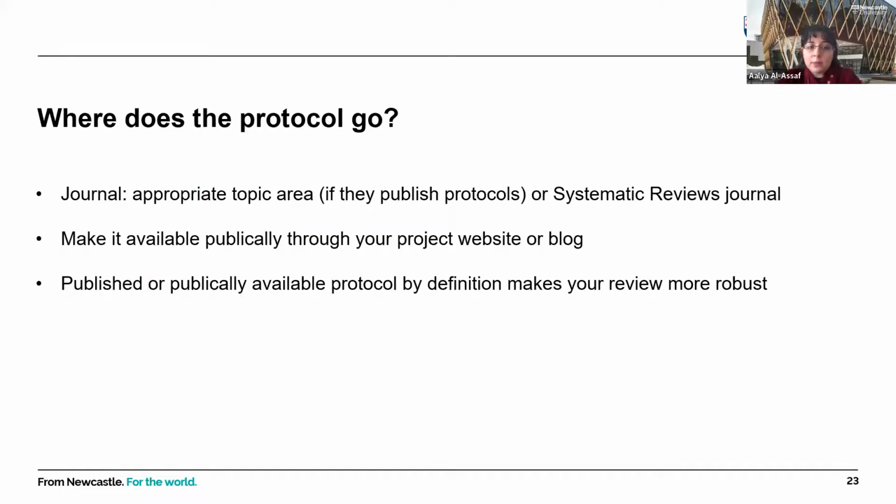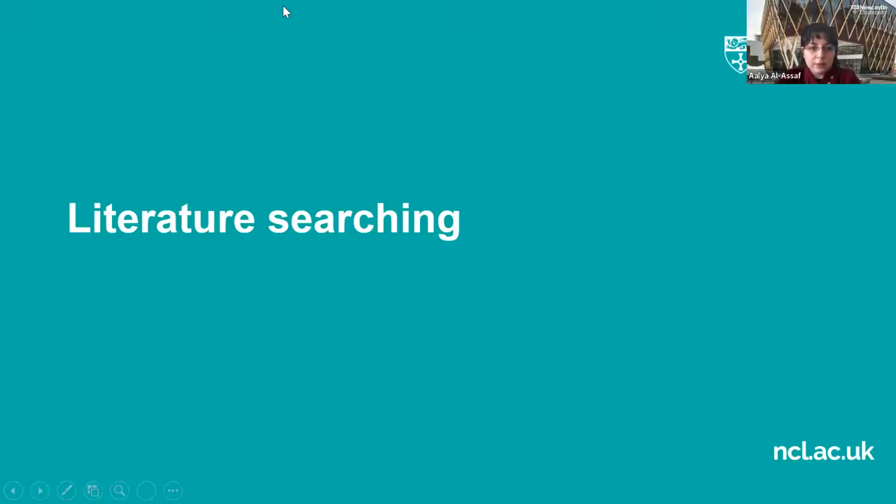Okay, and where else does the protocol go? You can publish the protocol in journals in an appropriate topic area, and you can make it available publicly through your project website or blog. And generally, published or publicly available protocols, by definition, make your review more robust. Okay, next slide, please. Okay, before we move on to literature searching, do you have any questions?